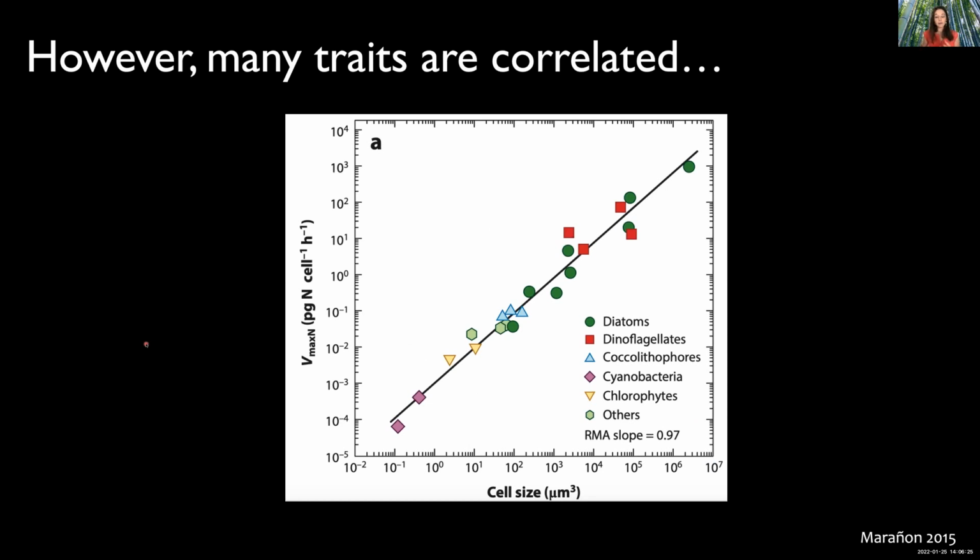However, for many traits, there are strong correlations between traits. And in fact, as modelers, we use these correlations oftentimes to define phytoplankton functional groups or functional types. So size is often used as a master trait. This is just one example of many fantastic data compilations of cell size versus maximum nitrogen uptake rate for a variety of different marine phytoplankton. And you can see there's a really nice relationship between size and maximum nitrogen uptake rate.